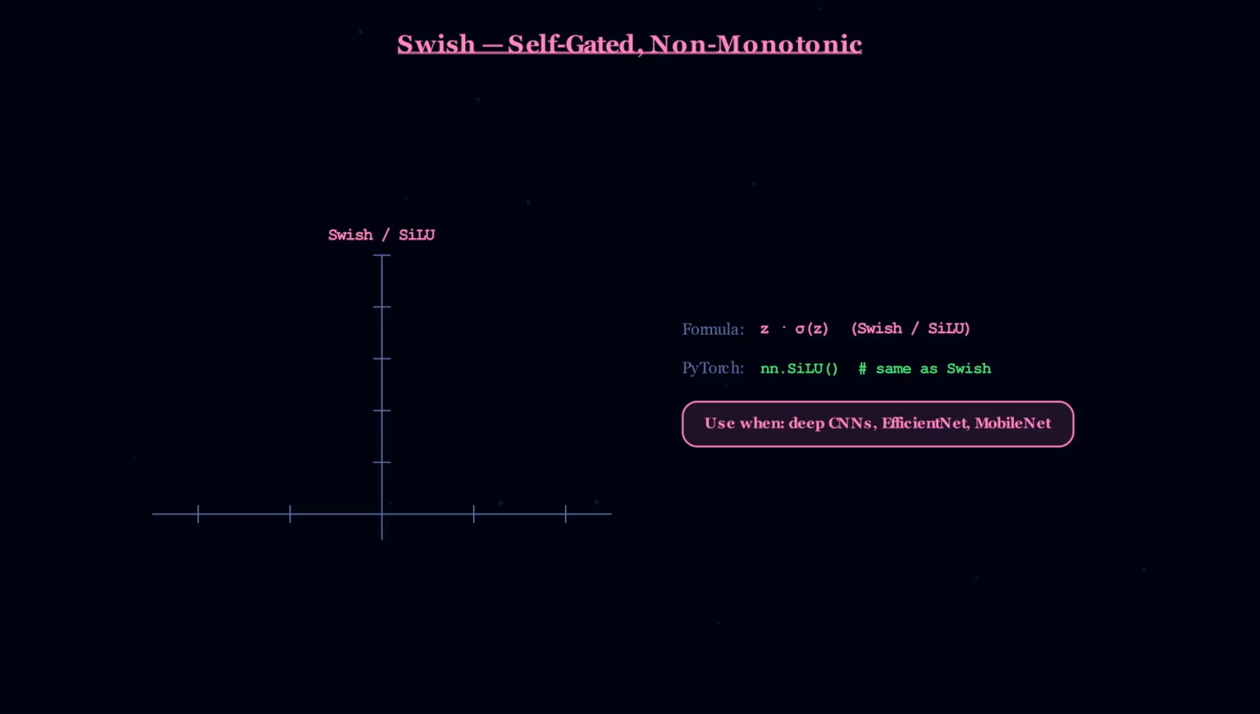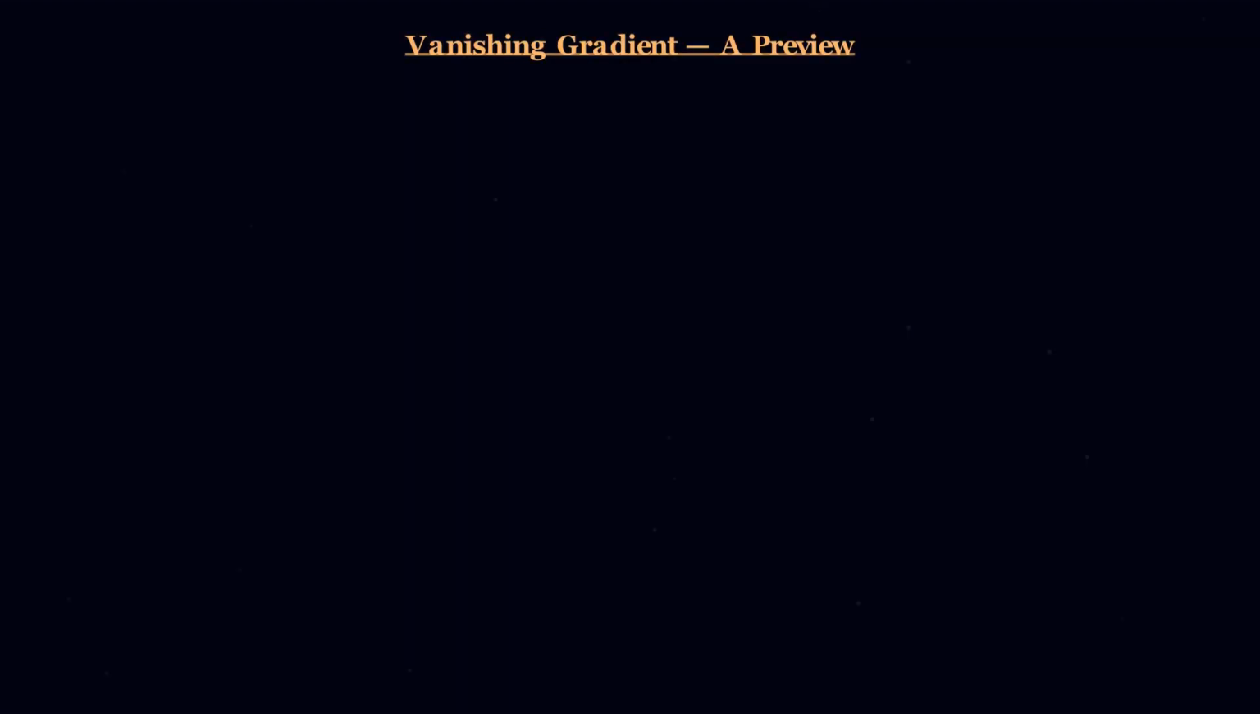When to use: EfficientNet and MobileNet architectures use Swish by default. Worth trying in deep CNNs as a drop-in for ReLU when you want marginal accuracy gains. Not worth the added complexity for shallow networks. A preview of a concept that will get a full episode later.